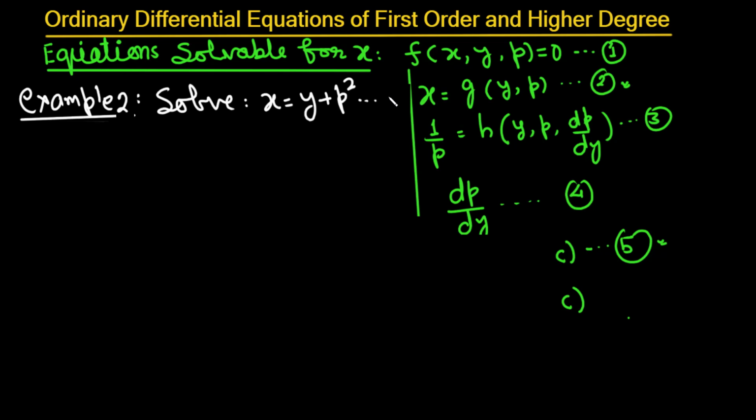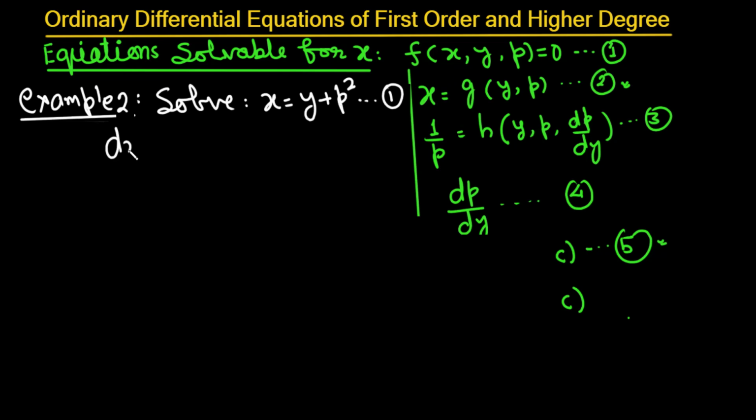So let us name it as equation number 1. And we can see that this equation is also solvable for y, so we can solve this differential equation using that method. But here we are solving it using the method equation solvable for x. Next step, we take a derivative with respect to y.